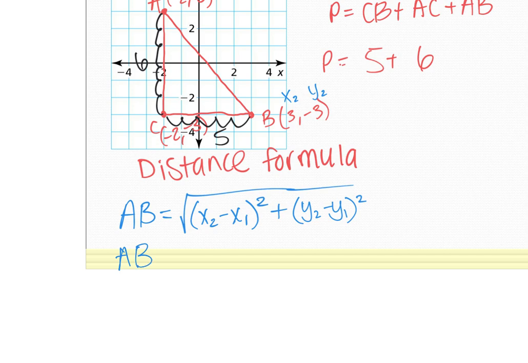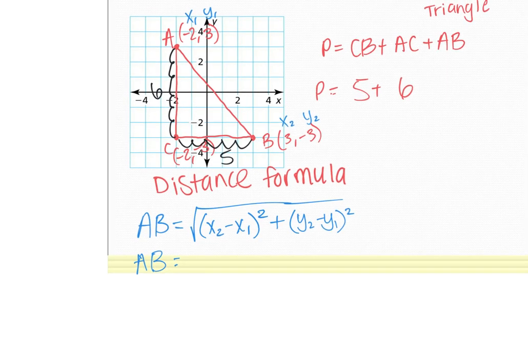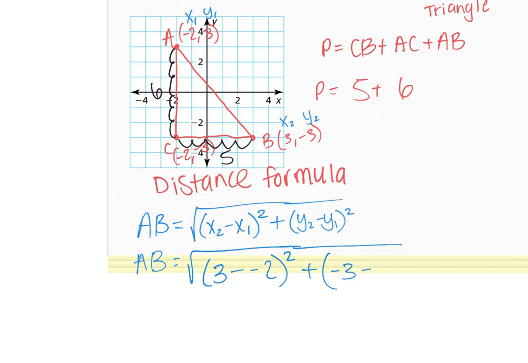AB is equal to, what's x2? 3. What's x1? Negative 2. So (3 minus -2) squared. Plus, what's y2? Negative 3. Minus y1, 3. Squared. Have I lost you? Okay, we're good so far?